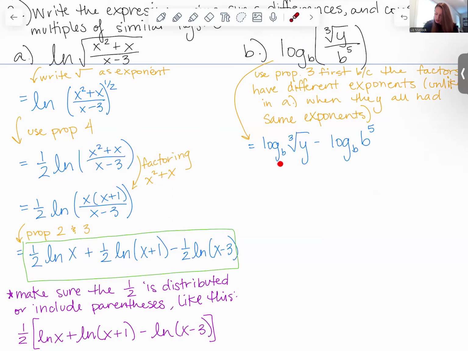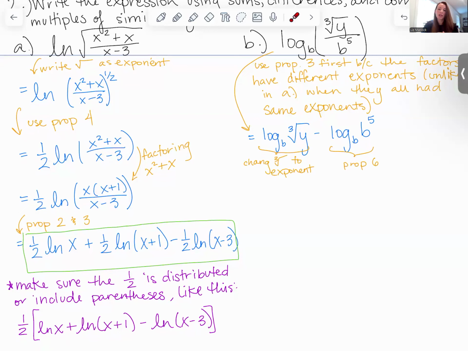So this is going to become log base b of the cube root of y minus log base b of b to the 5th. Then I can use a different property on each of those terms. So the first term, I'm going to rewrite the cube root as an exponent. And again, if you want to do this in fewer steps, you're welcome to. And then this second term, I can use property 6 to just get a single number. So I've got log base b of y to the 1/3 minus 5.